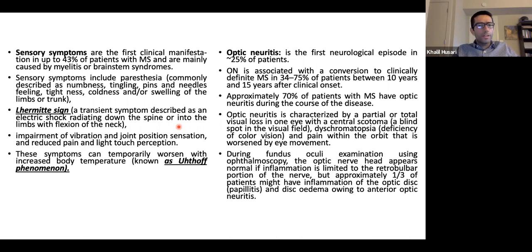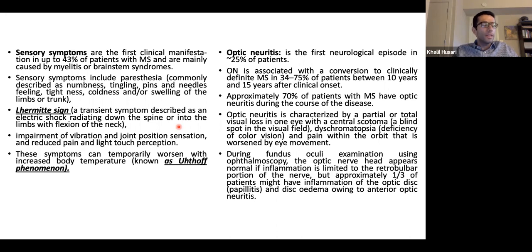You all know what Lhermitte sign is. Lhermitte sign is an electric shock sensation that goes down from the neck into the back. This usually happens when you do neck flexion. Lhermitte sign is a non-specific sign.